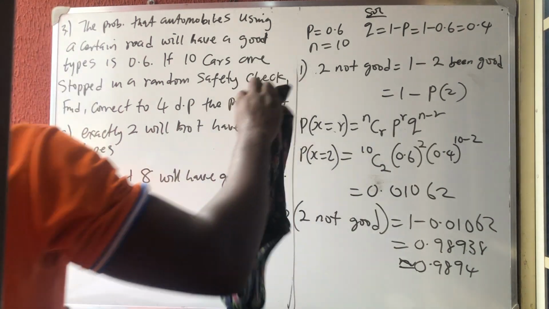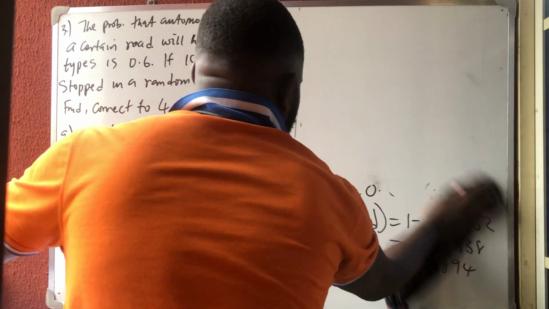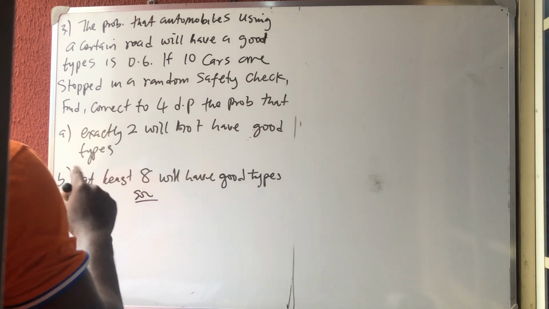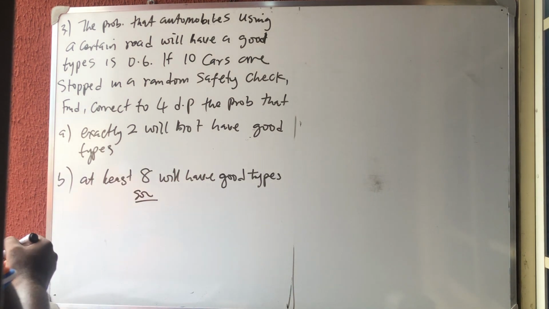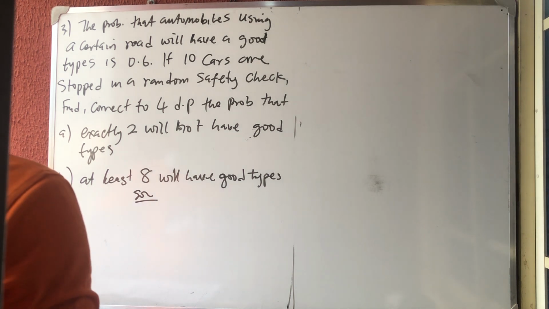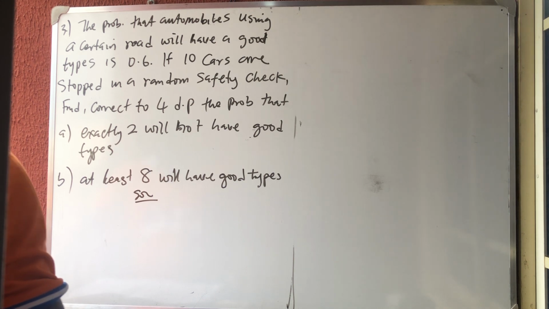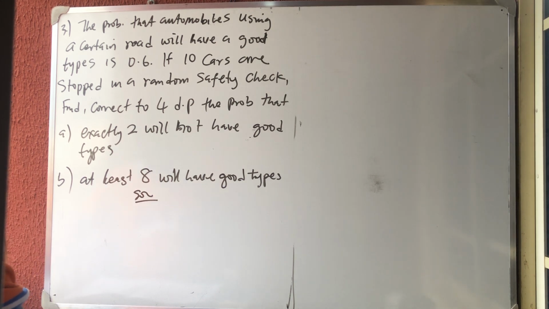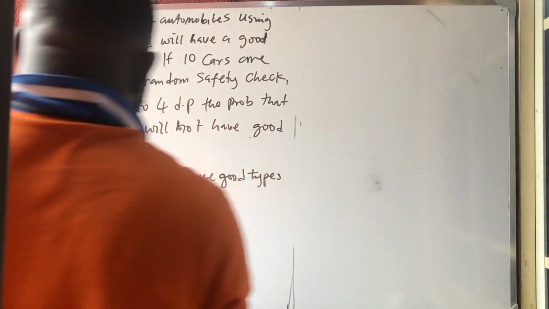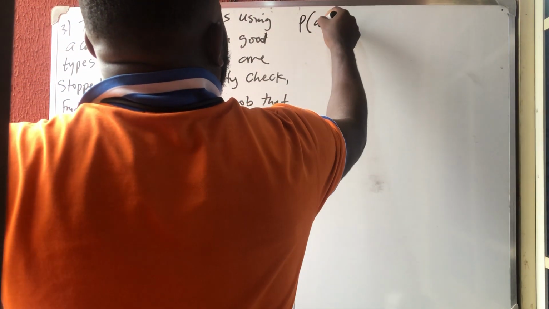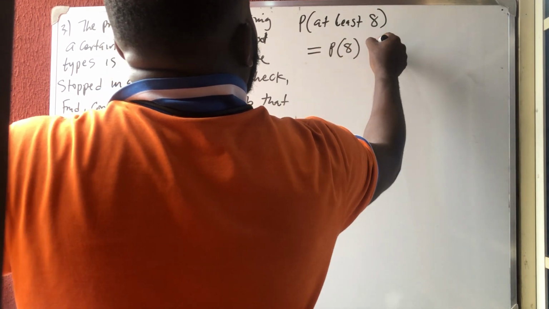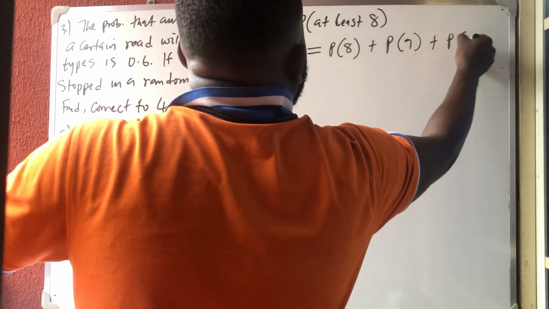Okay, so number 2, let me bring out my parameters here. Number 2 now, they say at least 8 will be good. That is from 8 to 10. So at least 8 will be good means 8 will be good, 9 will be good, and 10 will be good. So the probability of at least 8 will be the probability of 8 plus the probability of 9 plus the probability of 10.